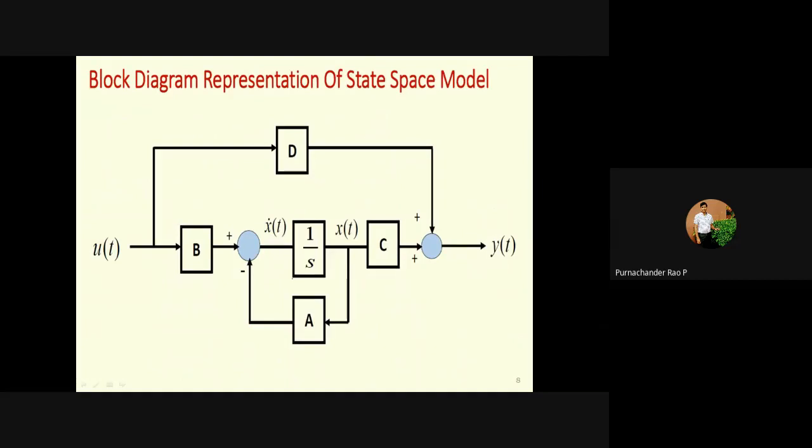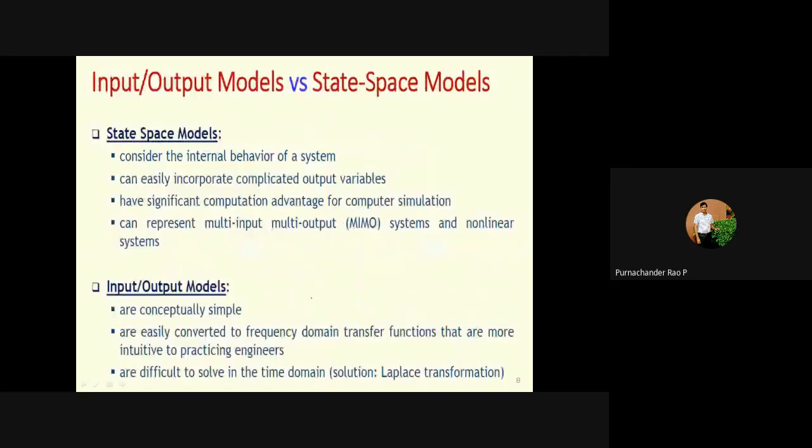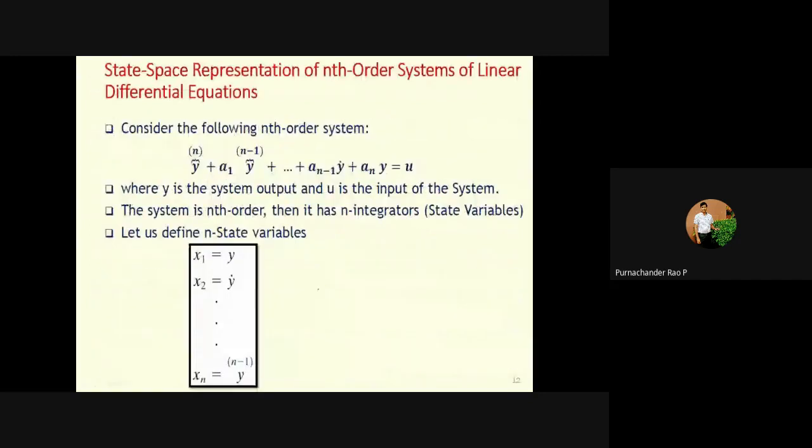So this is a general block diagram representation of a state model. Okay, so here the feedback is representing A, and the input goes with B. Okay, so you are going to get x dot is equal to Ax plus Bu, and y is equal to Cx plus Du. Okay, so here u is coming here, so output is equal to C into x, plus D into u. So this one you are getting.